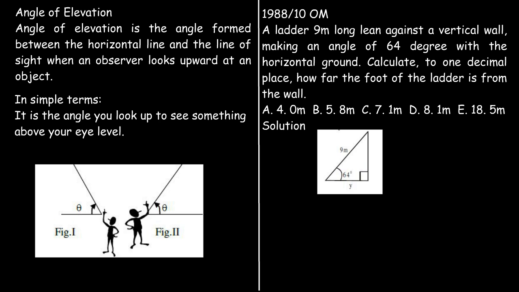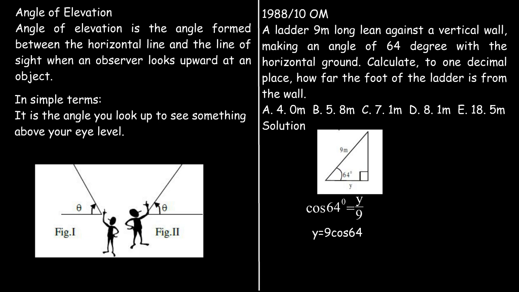shown on the screen. Now as you can see, our ladder which is leaning on our wall is 9 meters, and the distance from the foot of the ladder to the wall is represented by y. Now from our trigonometric ratio, we know that cos theta is equal to adjacent over hypotenuse. So using cos, cos 64 degrees will be equal to y, which is our adjacent, divided by our hypotenuse, which is 9.